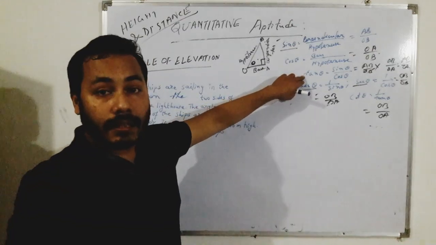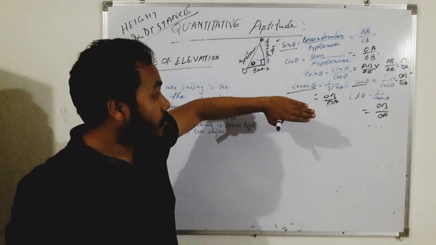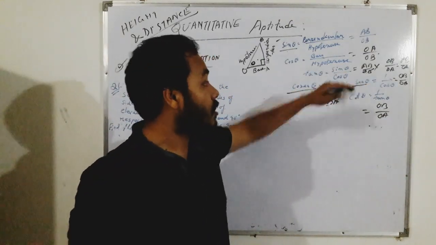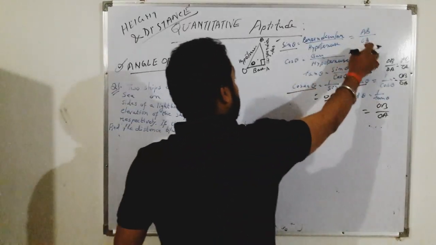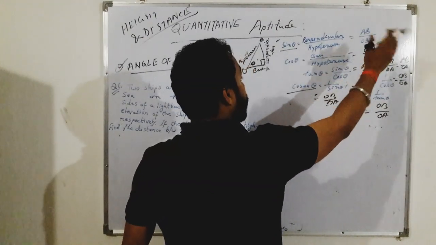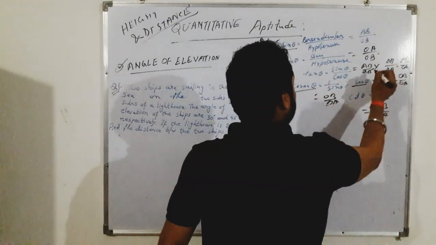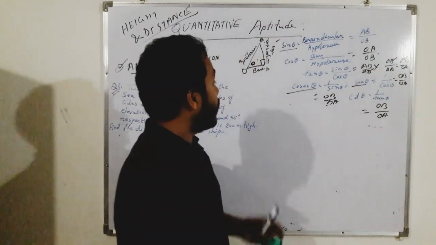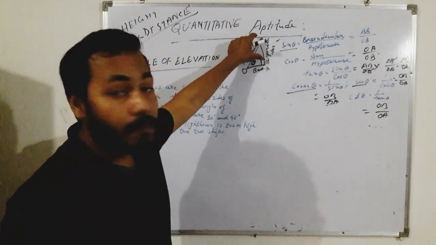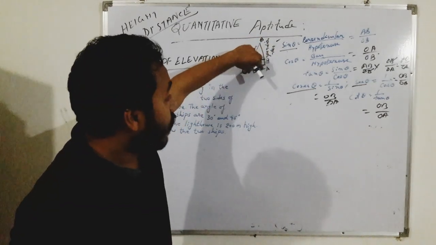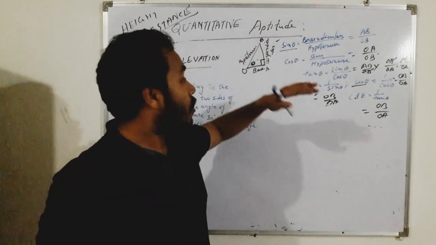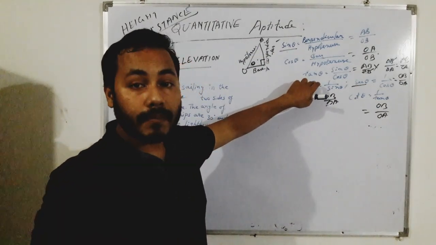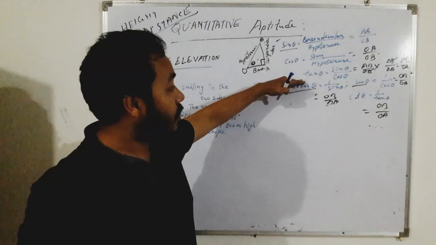Then tan theta. If you know sin theta and cos theta, then tan theta is very easy. Tan theta is sin theta divided by cos theta. So AB by OB divided by OA by OB. OB cancels out, then we'll have AB by OA. AB is our perpendicular, and OA is our base. So perpendicular divided by base will give us the tan of theta. Clear? So sin theta, cos theta, tan theta, clear.